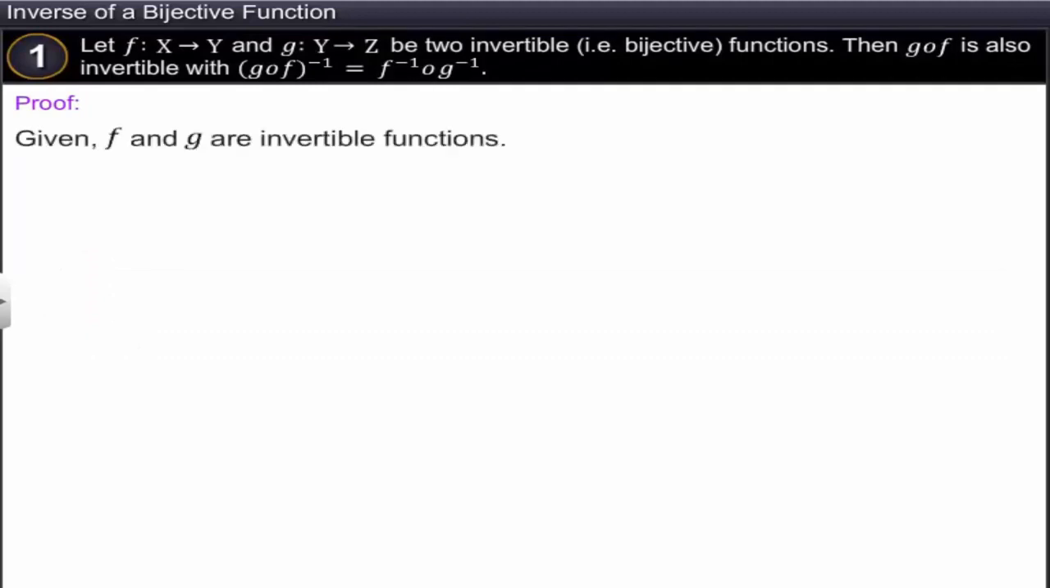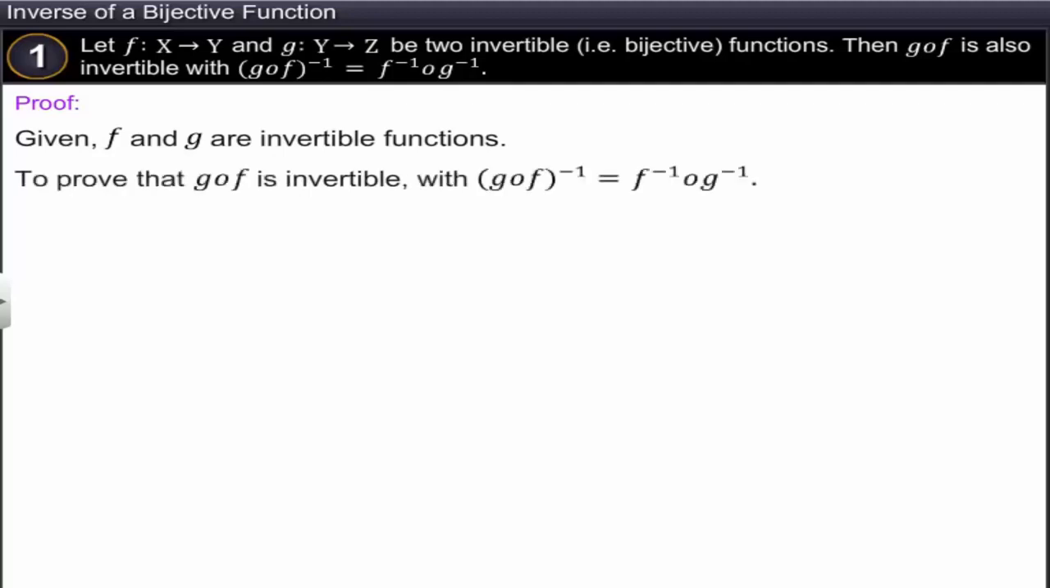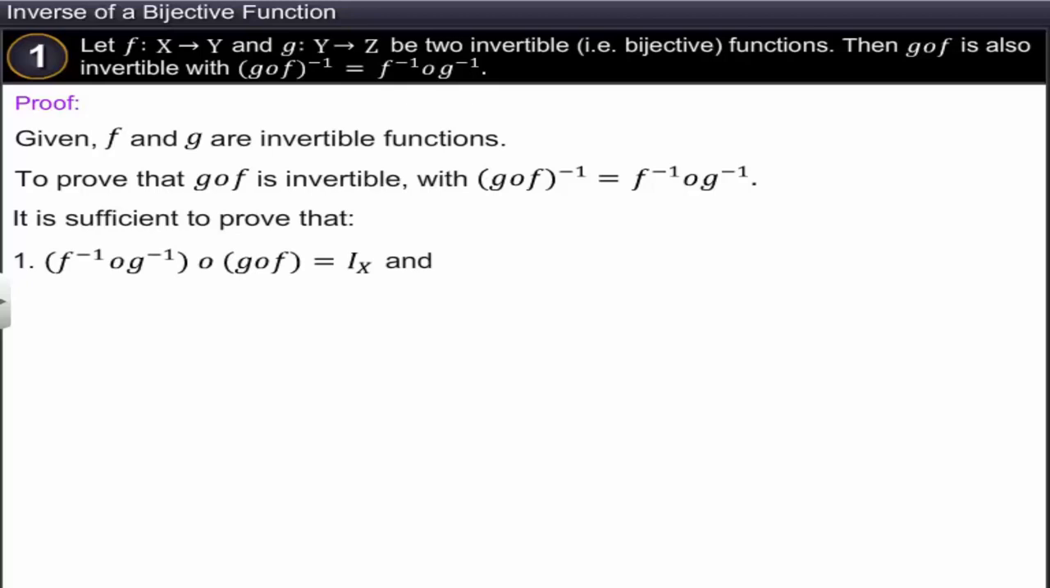We are given that f and g are invertible functions. We have to prove that g circle f is invertible, with g circle f inverse equal to f inverse circle g inverse. To prove g circle f invertible, it is sufficient to prove that the composition of g circle f and f inverse circle g inverse is an identity mapping from X to X, and that the composition of f inverse circle g inverse and g circle f is an identity mapping from Z to Z.